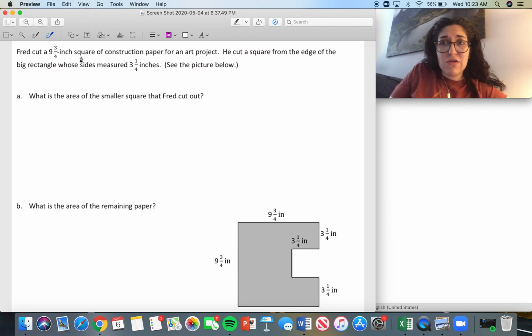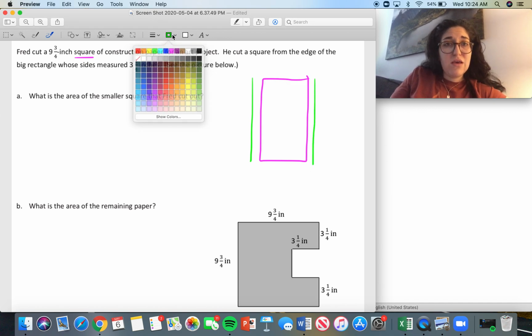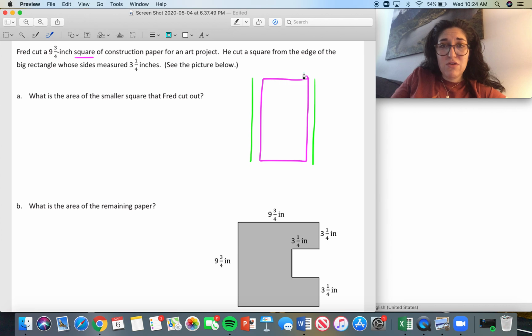So I don't know if you noticed, but we've been talking about rectangles a lot recently, right? One thing we've been saying about rectangles is that a rectangle's opposite sides will always be equal, right? So the green side will always be the same length as the green side, right? And the blue side will always be the same length as the blue side.